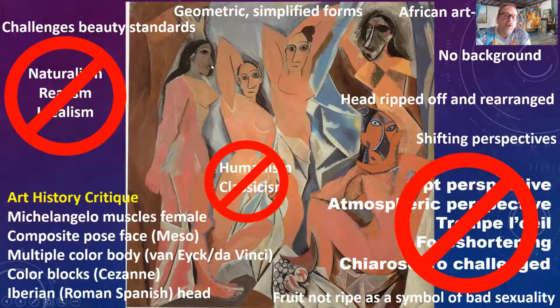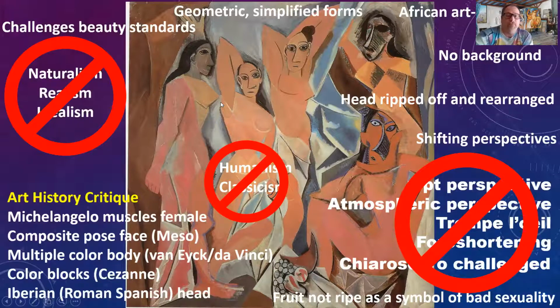Art history critique: if you look at this particular image over here, note, this particular image is a kind of composite image to make fun of all of art history up until that point. That woman has the features and the muscularity of Eve from Michelangelo's Sistine Chapel. It's got a composite pose and face, Mesopotamia. Note how her eye is actually shifted out of perspective and looks directly at you, like we saw a composite pose in both Egypt and Mesopotamia.